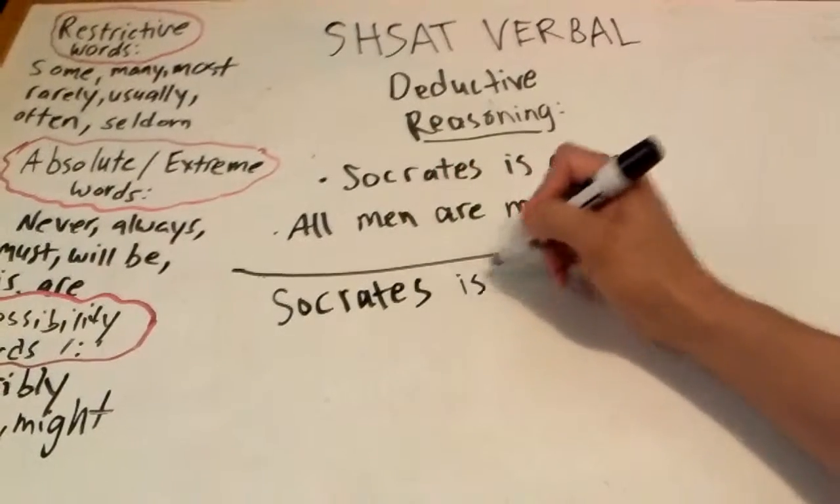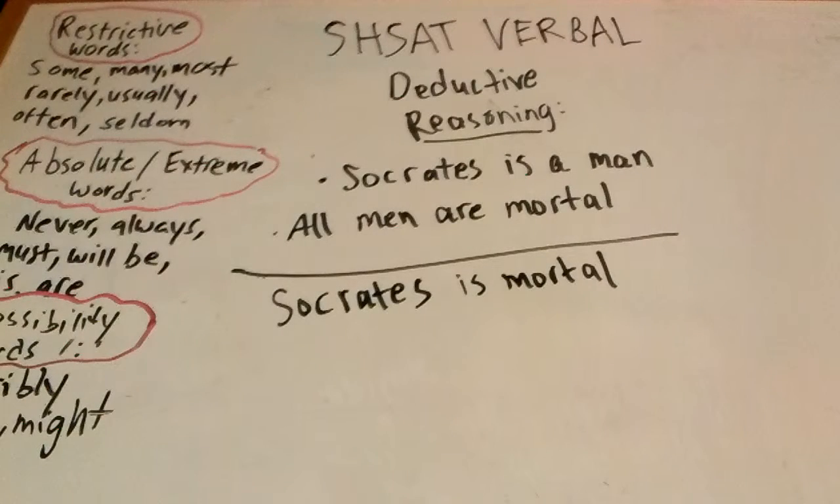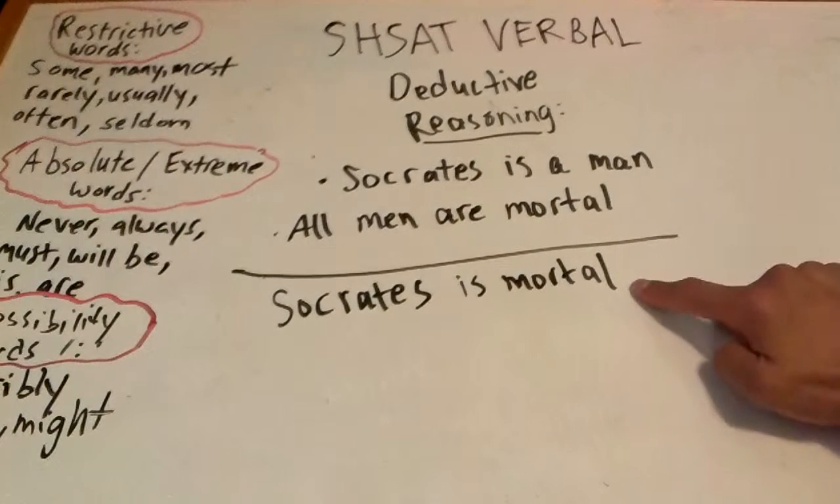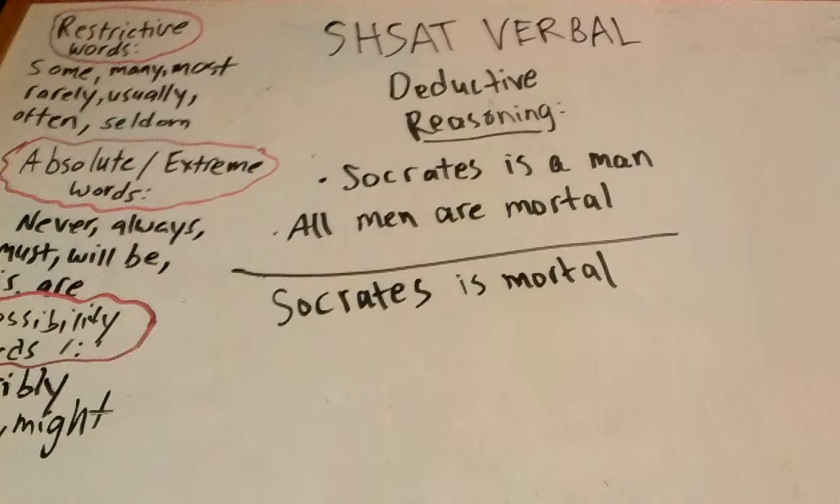Socrates is mortal. Is this correct? Again, same sort of setup. What we have are premises, and then we have our conclusion. Our conclusion can either be correct or it can be incorrect. If we use poor logical reasoning to get to our conclusion, then our conclusion is not sound and it is incorrect. You'll be marked wrong on the SHSAT. You have to make sure you're coming up with the correct one.